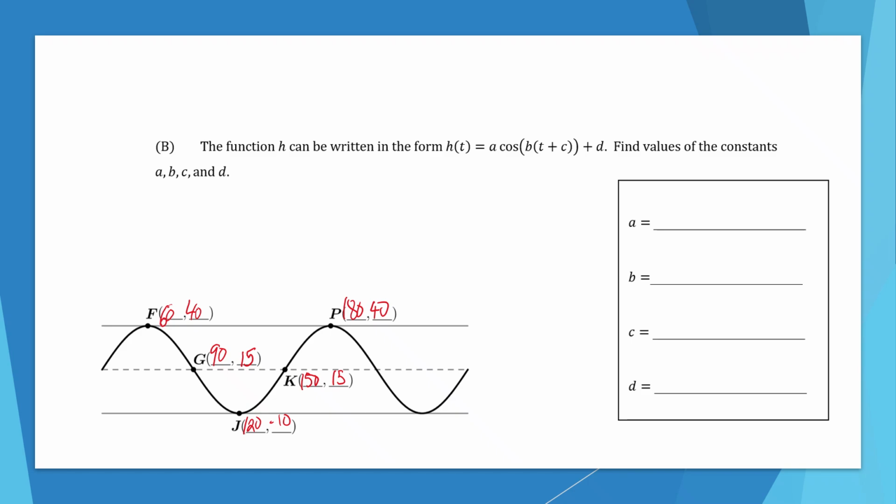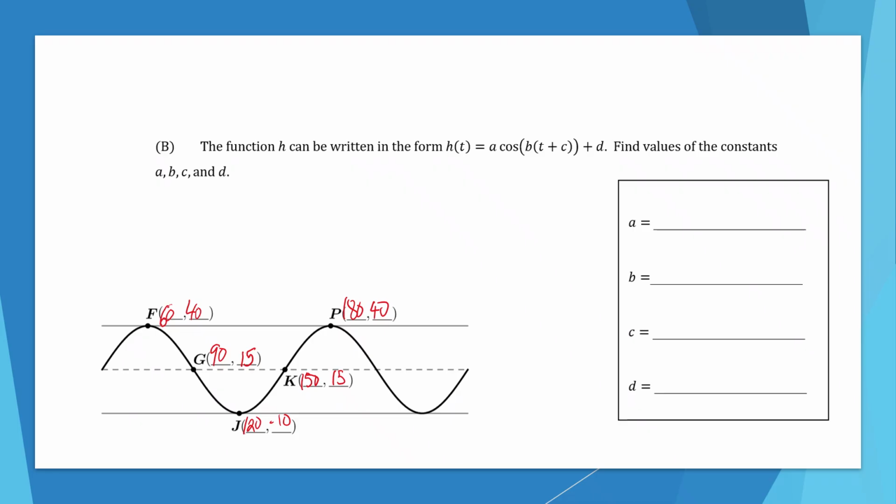All right, part B, this is always going to be the same, except the only difference is this could be h of t equals a sine b t plus c plus d. That's the only difference from this question to your exam. It could be either one of the two. So either one is fair game. Here the function h can be written in that form. Let's not worry about sine right now. We are only strictly worried about cosine because that's what the question asks. Find the values for a, b, c, and d.